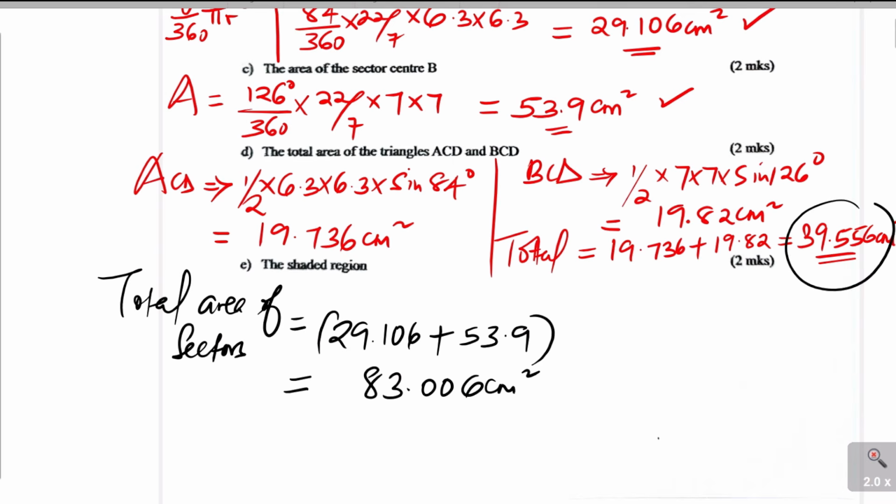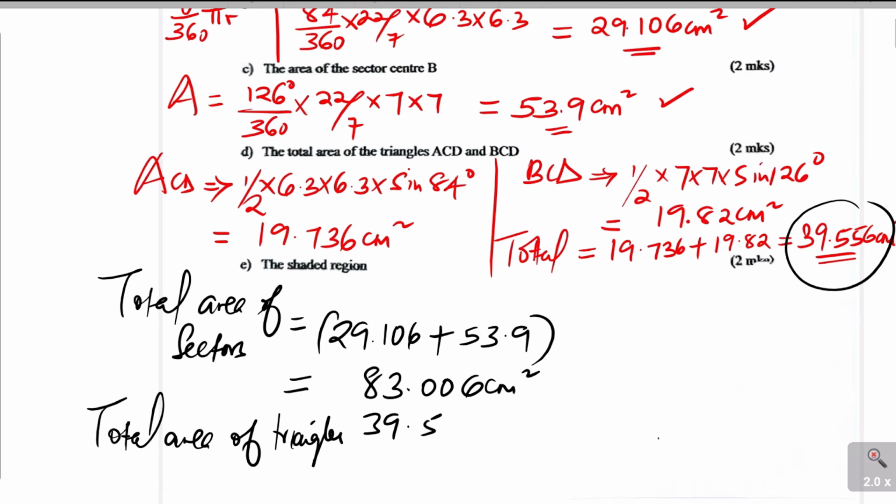which we have obtained in part D. So subtract the total area of the triangles, and the total area of the triangles was 39.556. So we get that difference, and this will give 43.45 centimeters squared. So that is simply how we get the area of the shaded region. You get the total area of the sectors, then subtract the total area of the triangles.